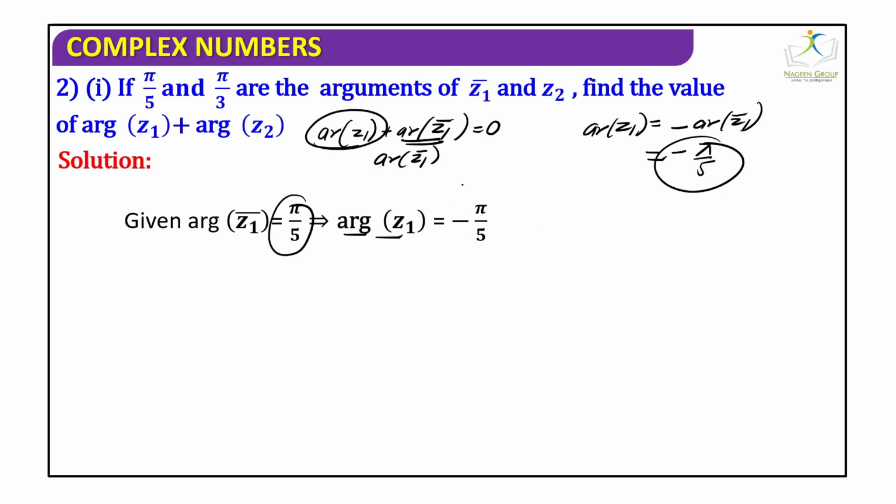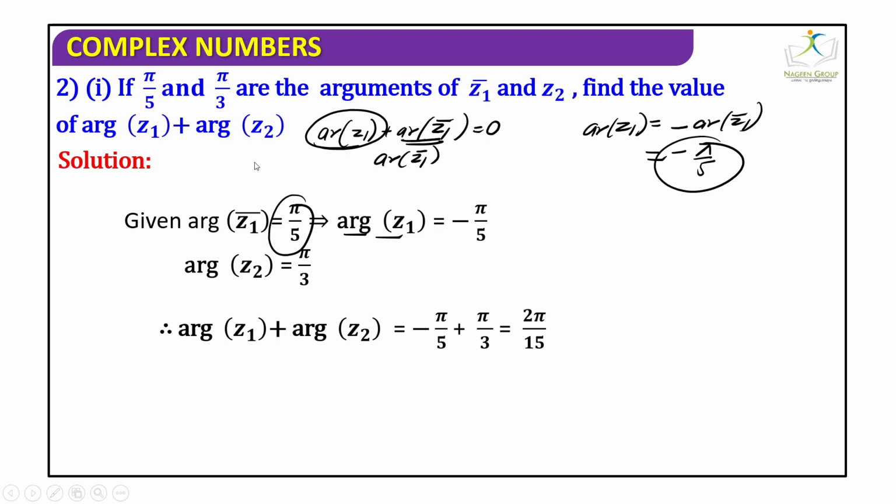Now the second part which is given to us, argument of z2, ये हमें given है कितना है? Pi by 3, right? प्रश्न में पूछा गया है argument of z1 plus argument of z2. So we add them. It is equal to minus pi by 5 plus pi by 3. Take the LCM here, 5 threes are 15, and this is equal to minus 3 pi plus 5 pi, which is equal to 2 pi by 15.